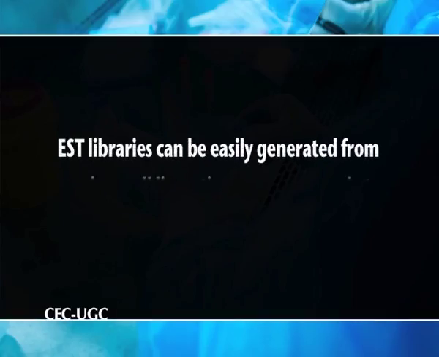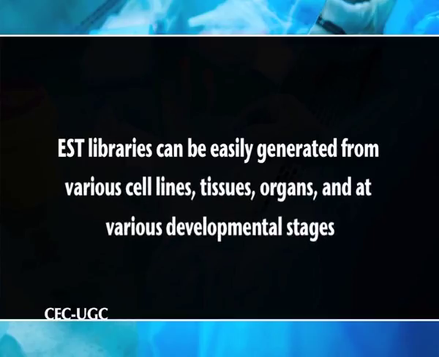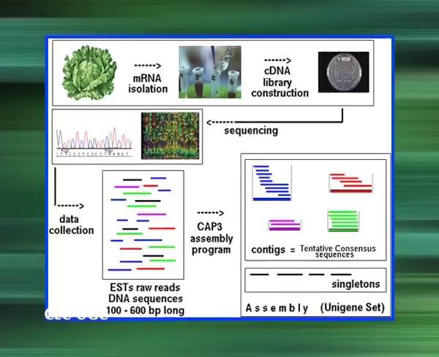This is because EST libraries can be easily generated from various cell lines, tissues, organs, and at various developmental stages. ESTs can also facilitate the unique identification of a gene from a cDNA library. A short tag can lead to a cDNA clone. Although individual ESTs are prone to error, an entire collection of ESTs contains valuable information.